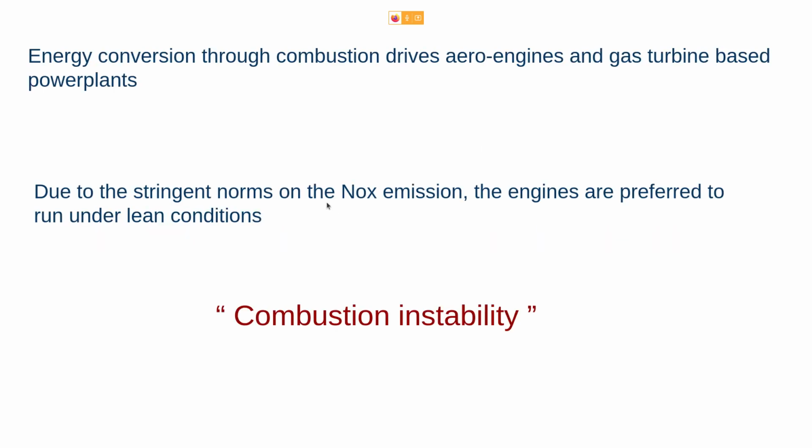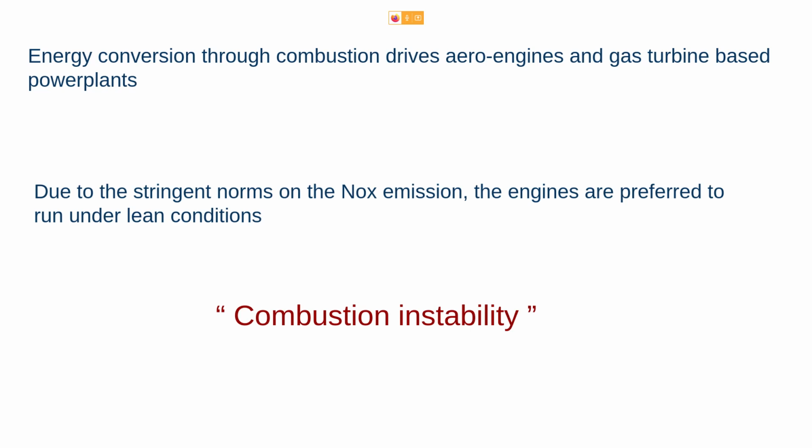It was a path blocker for the Apollo mission. And with this we want to see how this can be avoided. Why? Because energy conversion through combustion is what you need for these aero engines and gas turbine based power plant engines. Combustion is needed to drive these engines, so you can't avoid combustion in there.